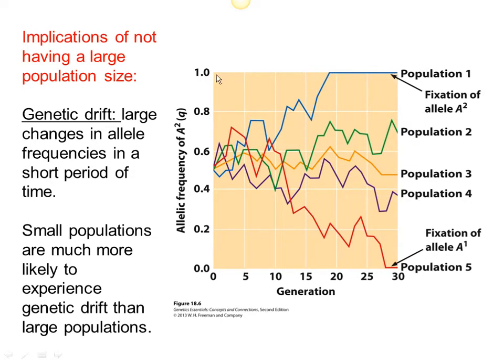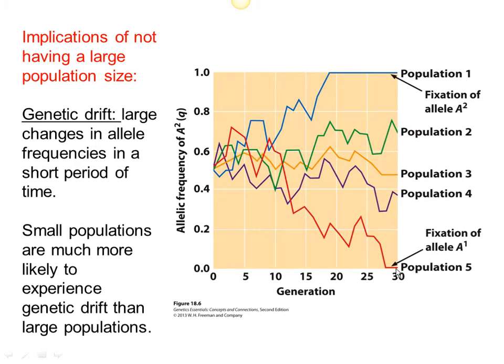Population 1 has reached a frequency of 1 for allele A2. That's called fixation. When an allele becomes 100% frequent in the population, that means everybody is homozygous for that allele. If you have fixation of allele A2, that means you've lost allele A1 completely. So everyone is now homozygous for A2. But in another population, you have fixation of allele A1, which means 0% of allele A2.